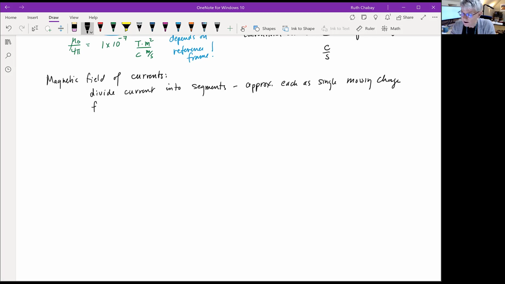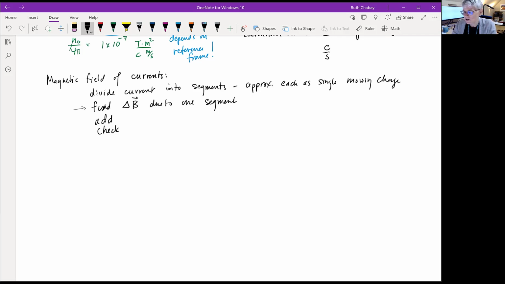Then we're going to find the little bit of magnetic field delta B due to one segment. And we're going to add it all up and check our answer. So that's a very familiar procedure. The only difference is that we're calculating magnetic field instead of electric field.